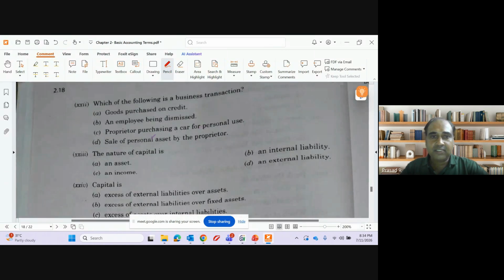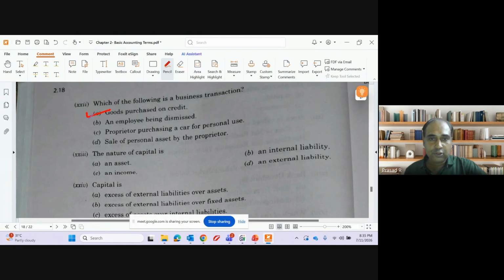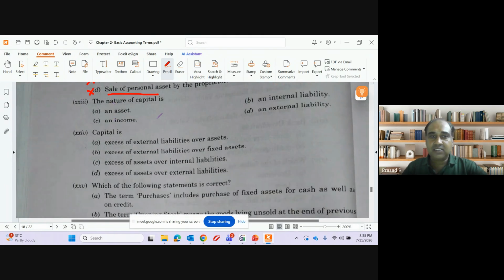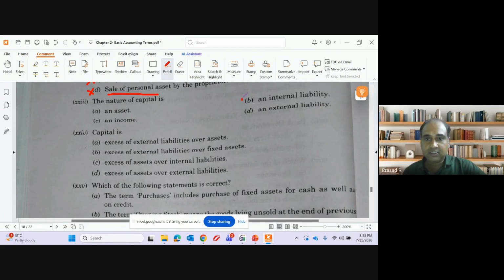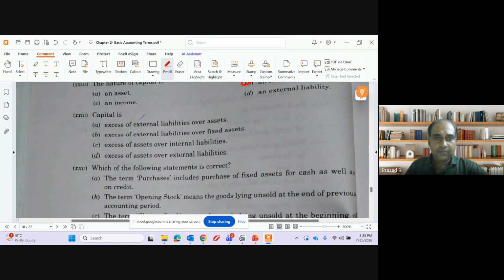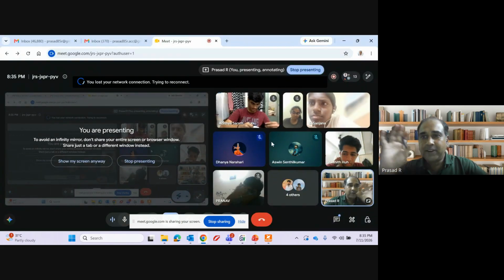Which of the following is a business transaction? Goods purchased on credit. Employee dismissal is not. Proprietor purchasing for personal use: personal use is drawings, so it is not a business transaction. Sale of personal asset, again, is drawing. It is personal. The nature of capital is an internal liability. Fantastic, guys, you are going ahead of me. This will be very tricky for you to answer.